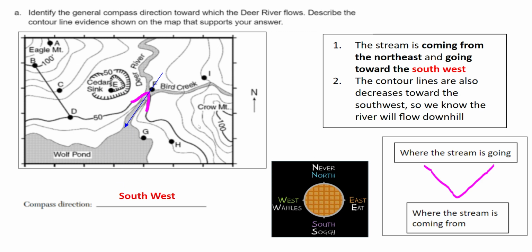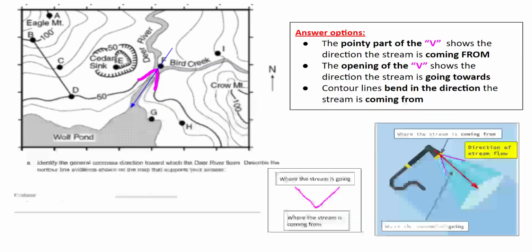I know this is the southwest because they're giving me the north arrow. The north is up, so southwest must be this way. If you're having trouble remembering that, remember, never eat soggy waffles. Southwest is around here. And that would be your answer for the compass direction.